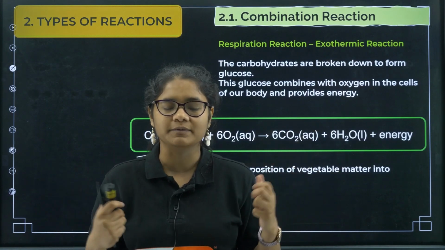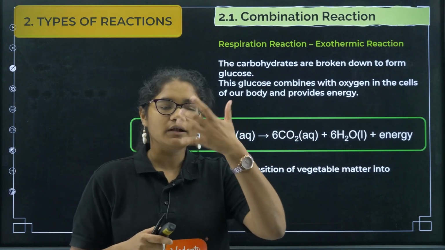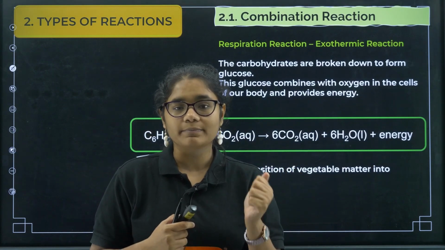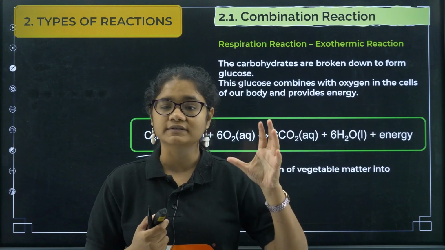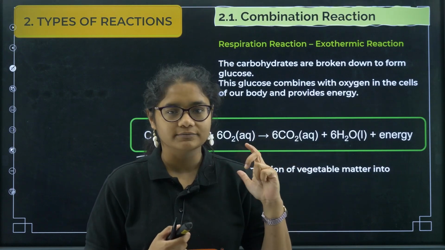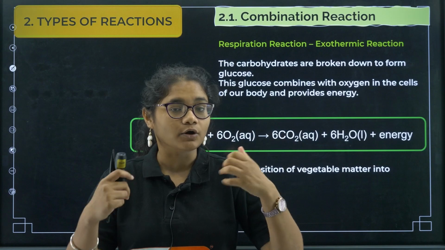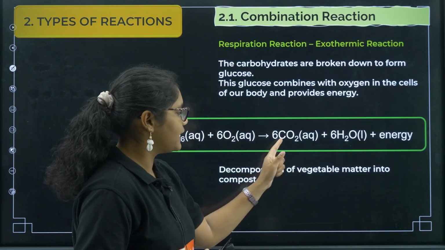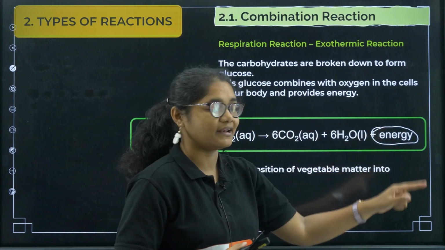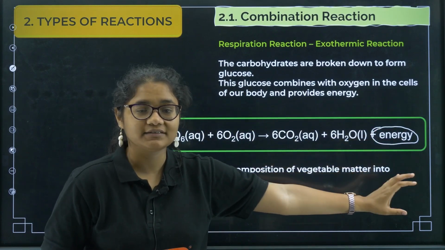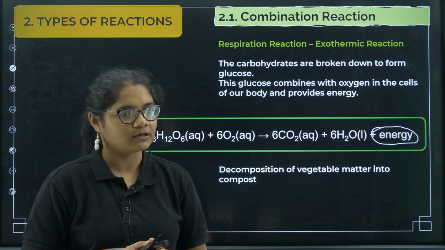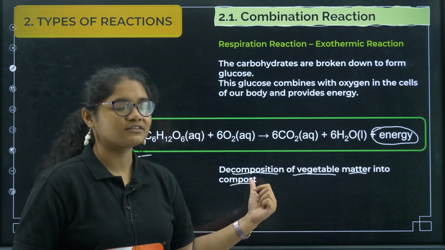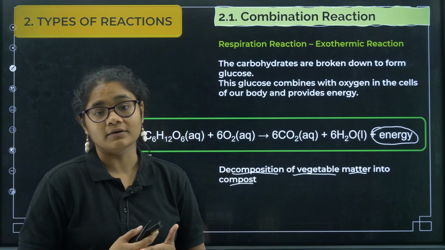Now why is respiration an exothermic reaction? See, whatever food you eat has some complex carbohydrates, right? These complex carbohydrates are first broken down to simpler substances called glucose. Now when you breathe in oxygen, the glucose present in your body reacts with this oxygen to give you carbon dioxide, water, and a large amount of energy, right? So because energy is released here, again this is an example of an exothermic reaction. Next, decomposition of vegetable matter into compost is also an example of an exothermic reaction.